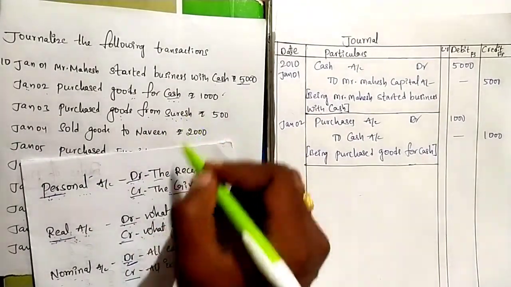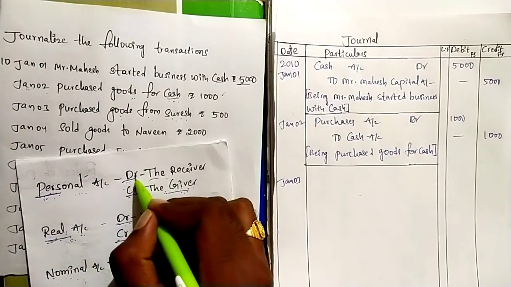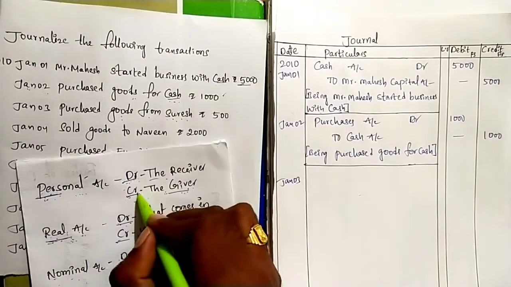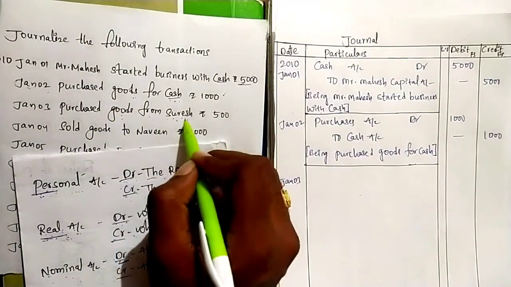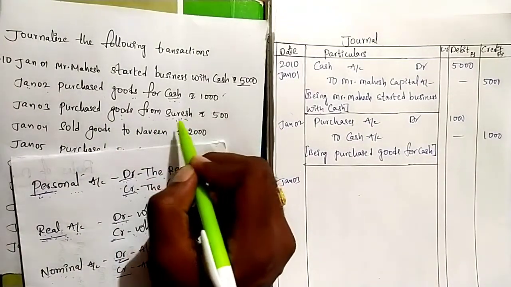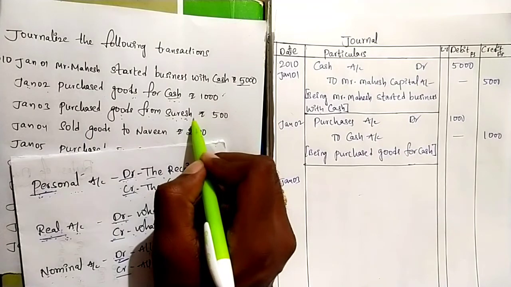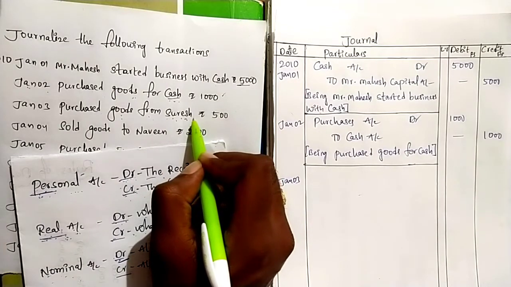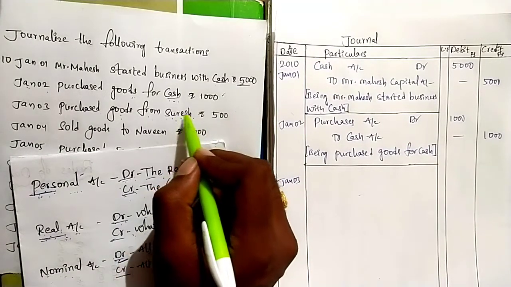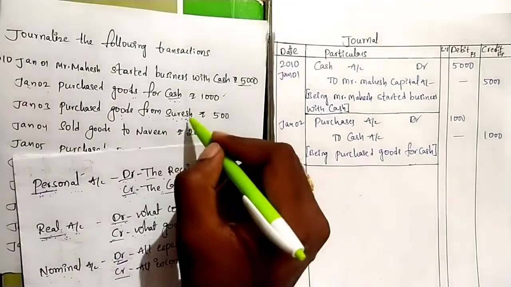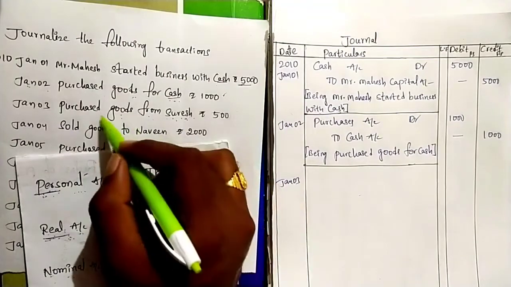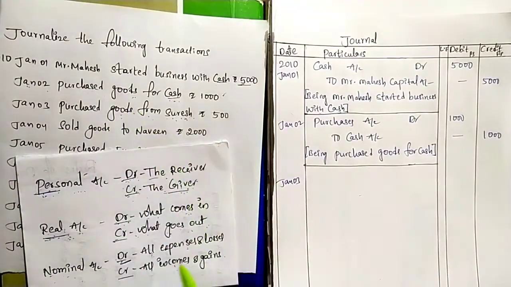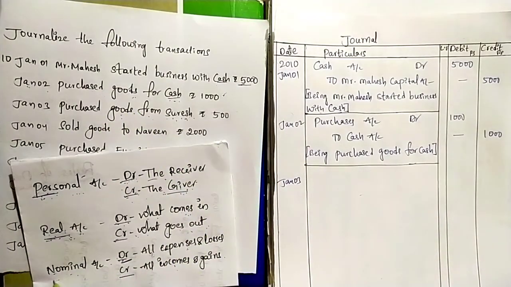If he is a receiver, his account is to be debited. If he is a giver, his account is to be credited. Say this, we purchased goods from Suresh, means Suresh is a giver because we are purchasing, means Suresh is giving goods to us. So Suresh is a giver, that's why Suresh account is to be credited. Purchased goods, it is an expenditure. All expenses will be debited as per the rule of nominal account.